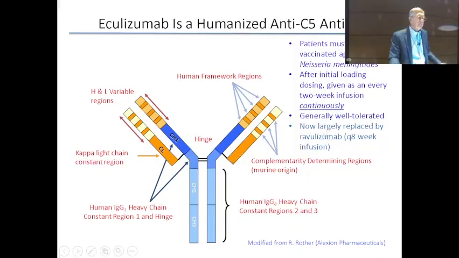As I state here, this has now largely been replaced by ravulizumab, which is a very similar antibody, although it's had a clever modification that causes the half-life of the antibody to be greatly extended. So now, rather than treating every 2 weeks, you can treat every 8 weeks.